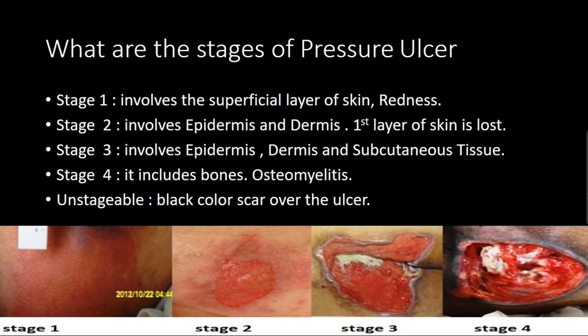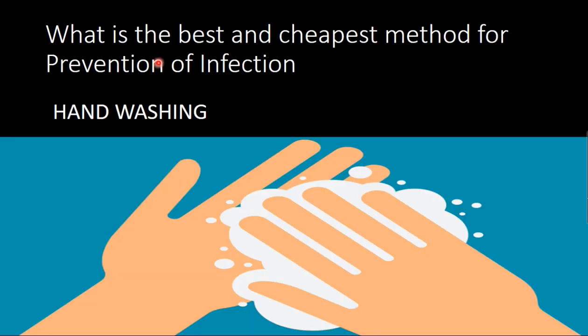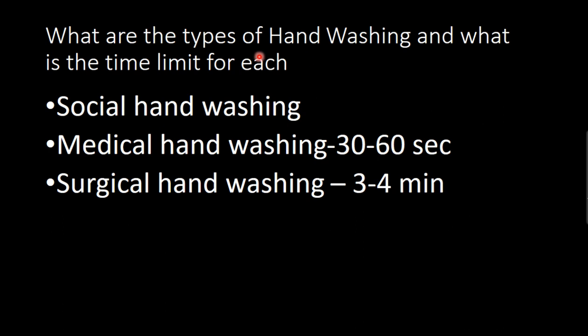Next we have, what is the best and the cheapest method for prevention of infection? It is hand washing. With hand washing, we can break the chain of infection also. So what are the types of hand washing and what is the time limit for each? We have social hand washing, medical hand washing and surgical hand washing. In social hand washing, we generally wash our hands before eating food and after eating food. So simple hand washing is what we call social hand washing.